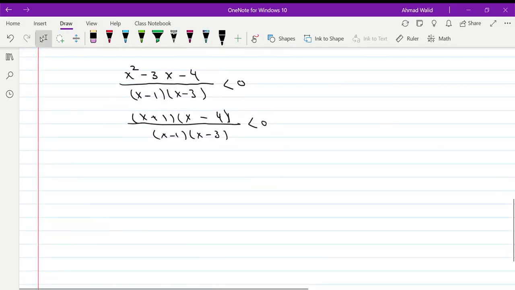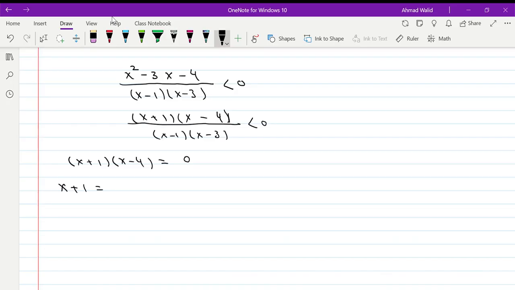From here on, we set the numerator equal to 0 and we set the denominator equal to 0. Numerator first. x plus 1 times x minus 4 equals 0. It means x plus 1 equals 0 and x minus 4 equals 0. If you solve this one, you end up with x equals negative 1, one of the key numbers. Here x equals 4, another key number.